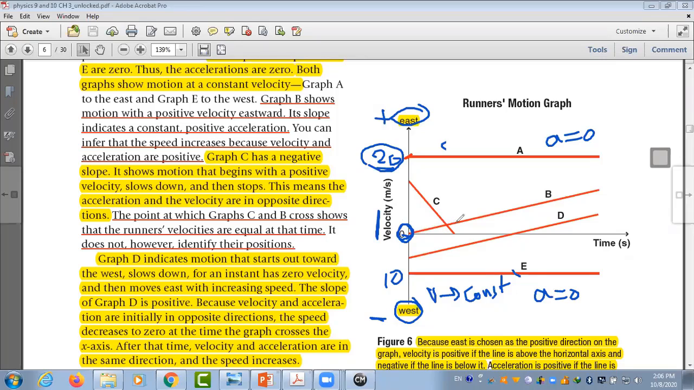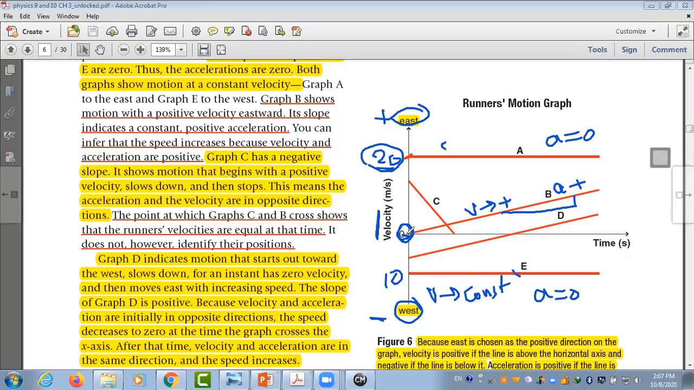Okay, come to line B. Line B, what is the velocity? Velocity is increasing, right? We have a positive velocity. And so the acceleration also, if we calculate the slope for the line, the acceleration will be positive, right? So acceleration also is positive. Why is velocity positive? Because from 0 to east, we are in the positive region.